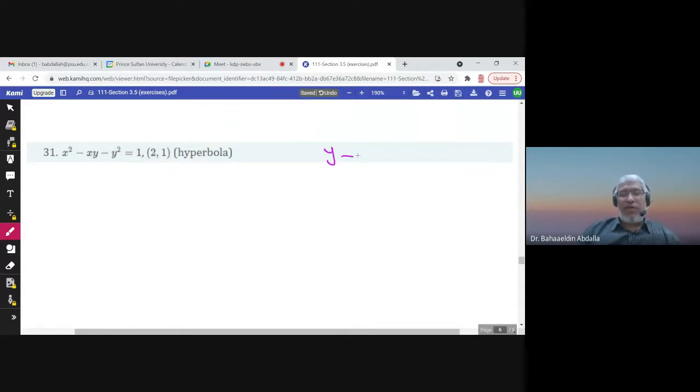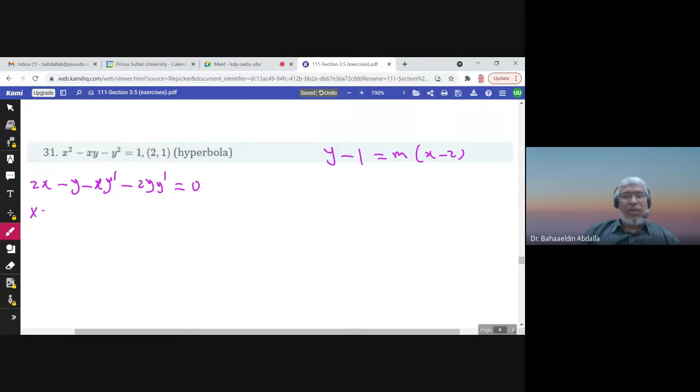The equation of the tangent line here: y minus 1 equals the slope times x minus 2, where the slope is the derivative at the point (2, 1). The derivative of x squared is 2x. This is a product. The derivative of x is 1. There is a minus sign, so there will be minus here also: negative x times the derivative of y, which is y prime. The derivative of y squared is 2y y prime, and the derivative of 1 is 0.